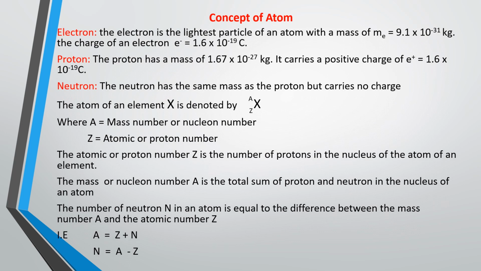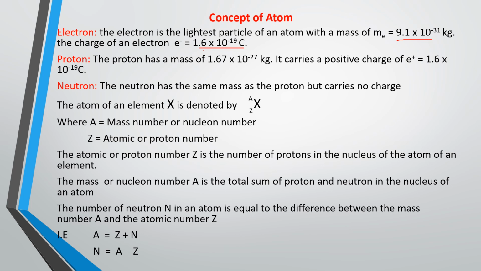As I said, more on the concept of the atom: the electron is the lightest particle of the atom, and it has a mass of 9.1 times 10 to the power minus 31 kg, and it has a charge of 1.6 times 10 to the power minus 19 coulomb, and this charge is negative. So the charge on the electron is a negative charge.